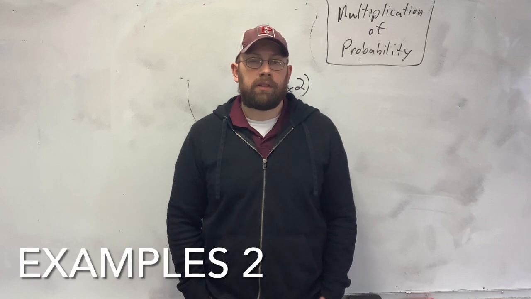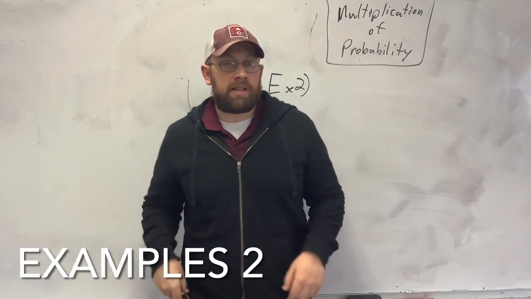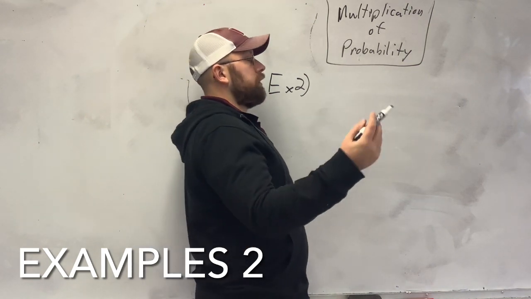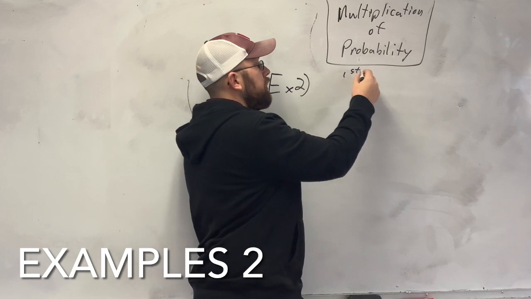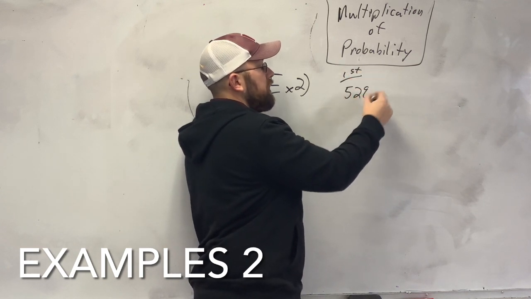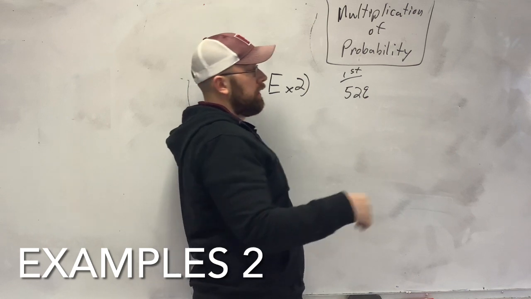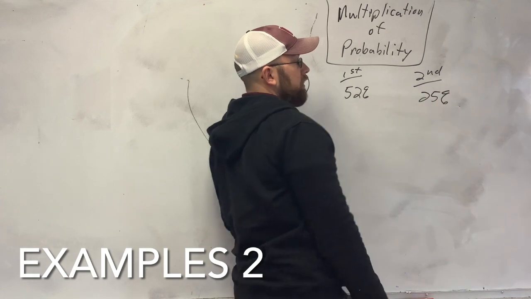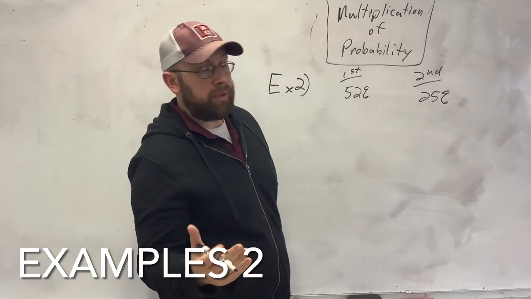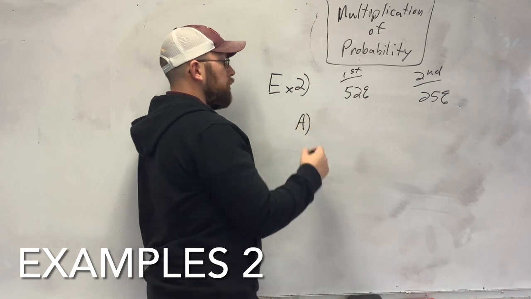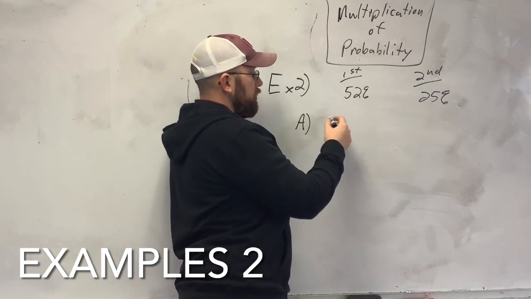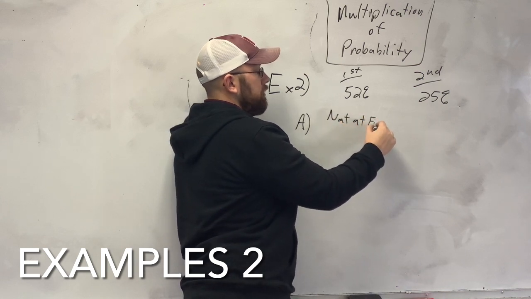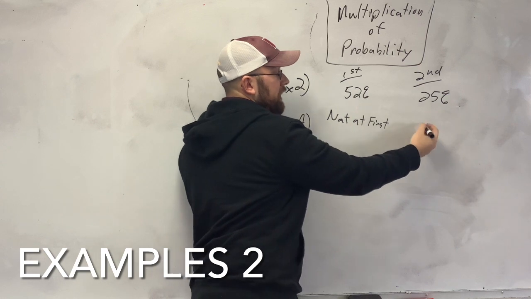All right, for our second example, let's say you need to check out a book from the library. You're going to go to two different libraries. At the first library, you have a 52% chance of getting the book there. At the second library, you have a 25% chance of finding it there. So you need this book. For part A: what are the chances that you will not get it at the first, but you find it at the second?